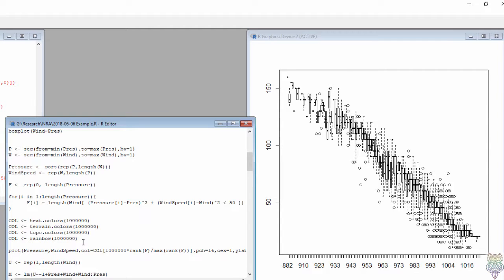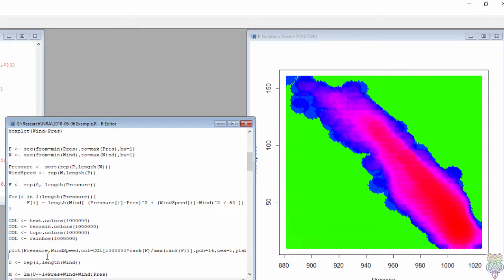and then I took a few choices of colors to represent this, and I chose the rainbow. So what this means is the red areas are highly frequent, and the green areas show a frequency of 0, and then there's a fade in between.